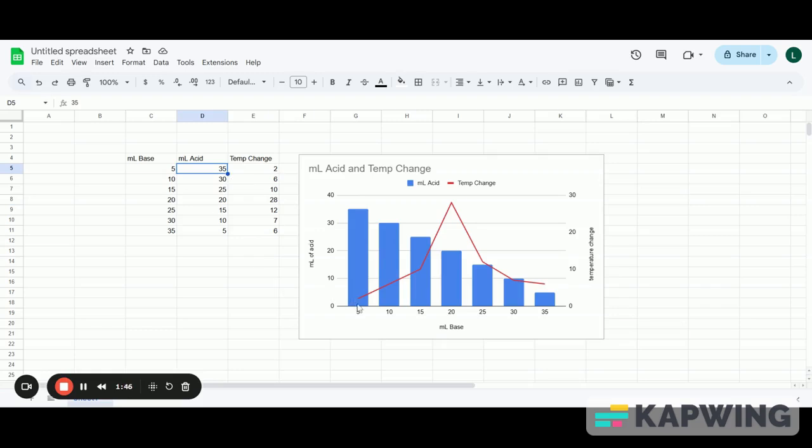Let's look at the first data point here. When I have a little bit of base with a lot of acid, I had only a 2-degree temperature change indicated on this second right y-axis. Now that's a chemical reaction because the temperature has changed.